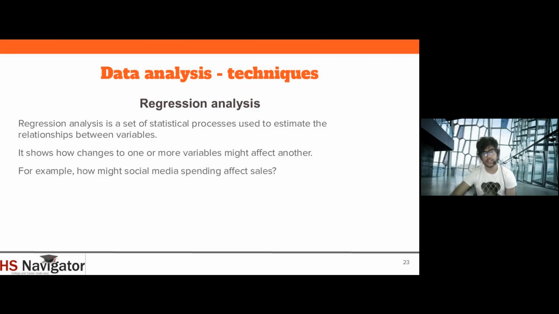Okay, now let's look at data analysis techniques. First, let's start off by looking at regression analysis. Regression analysis is a set of statistical processes used to estimate relationships between variables. It shows how changes to one or more variables might affect one another and how they interact with each other. For example, how might social media spending affect sales?